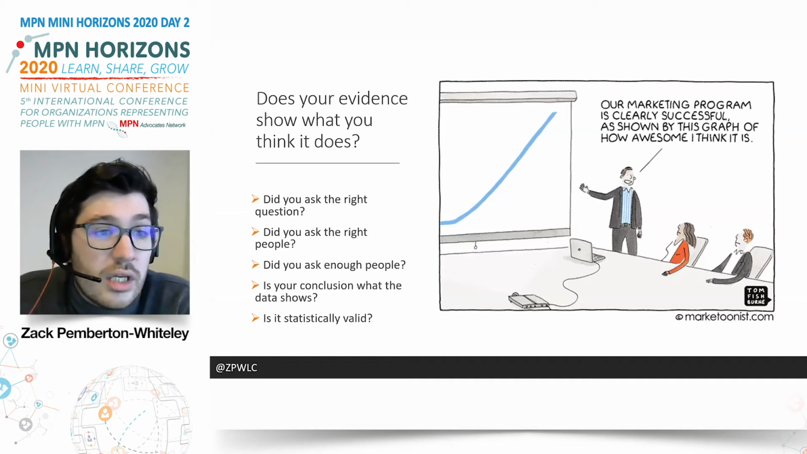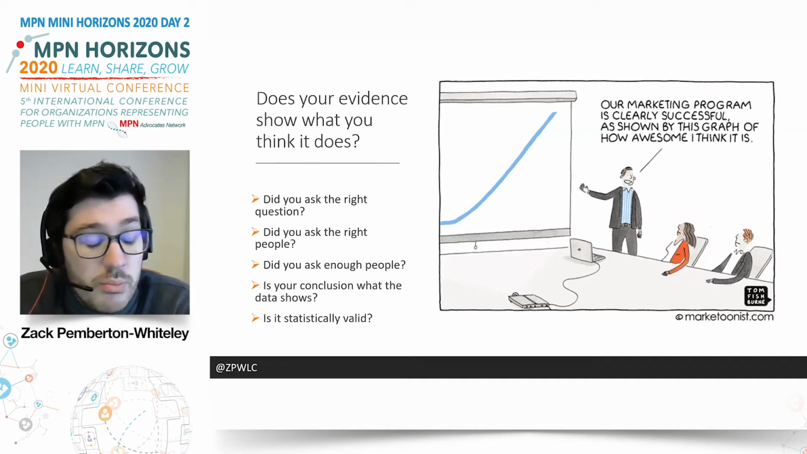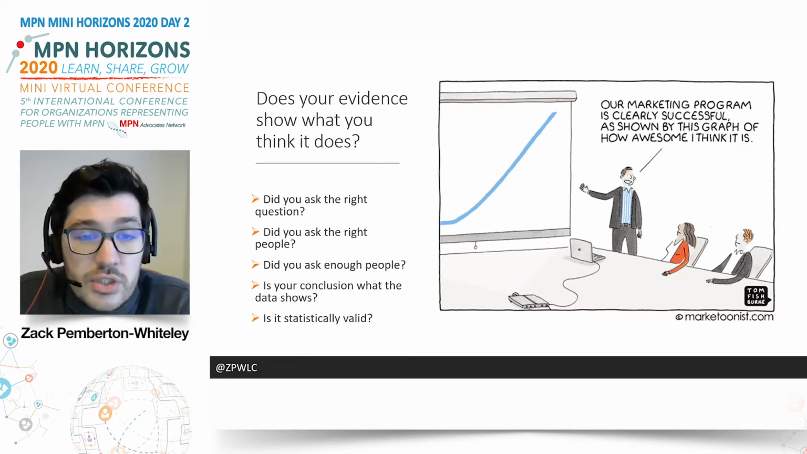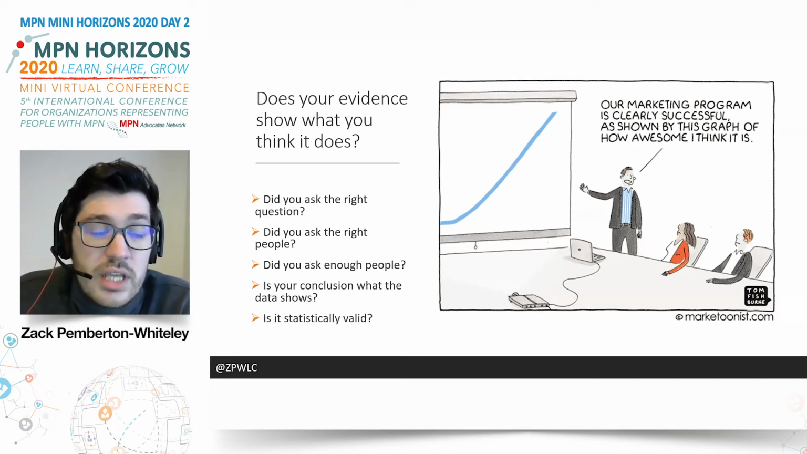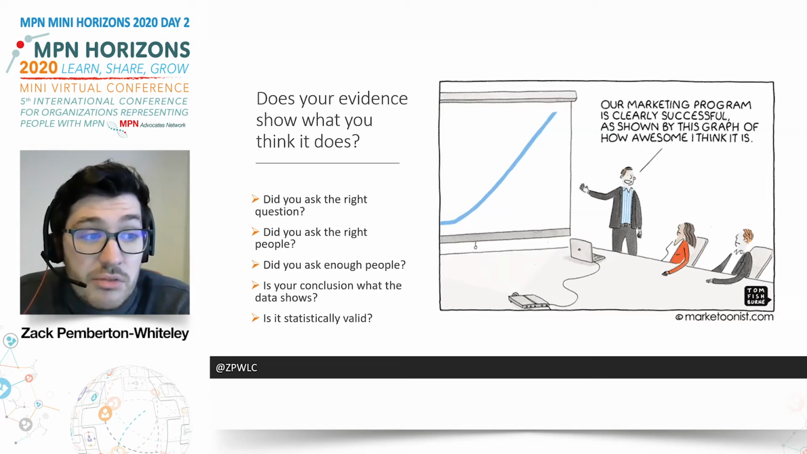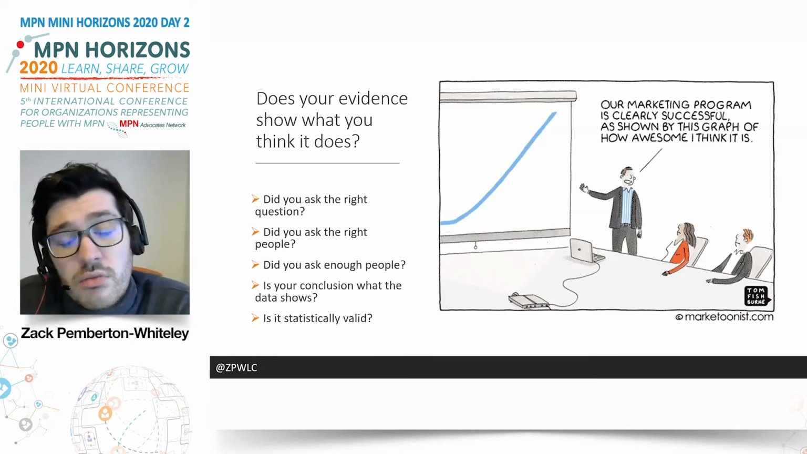And when you're looking at projects, and I'd like to do this before we run a project, but it's also important to do it at the end when you're considering the results. You need to actually stop and say, are the metrics you're using the right ones? Does the evidence actually show what you think it does? Did you ask the right question to answer the point you want to demonstrate? Did you ask the right people?